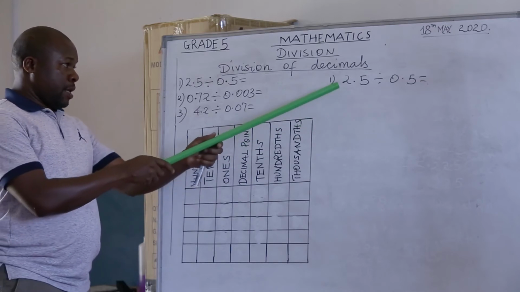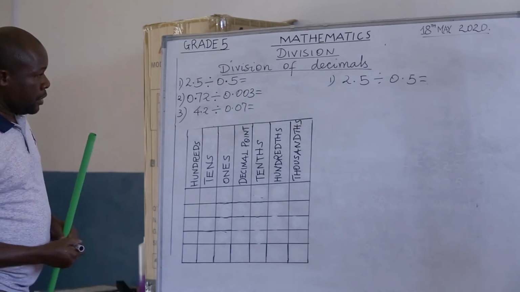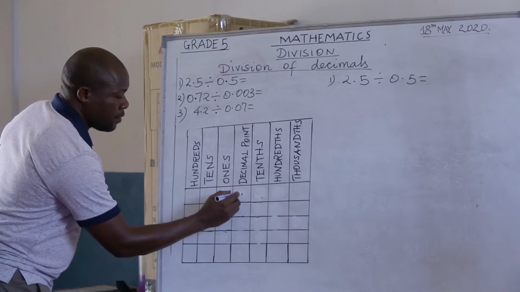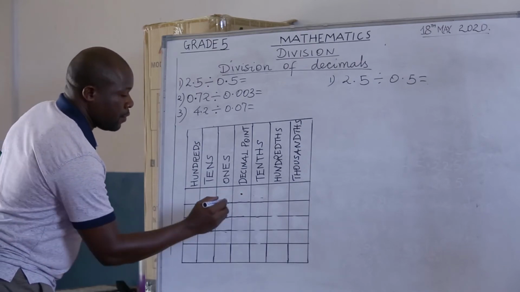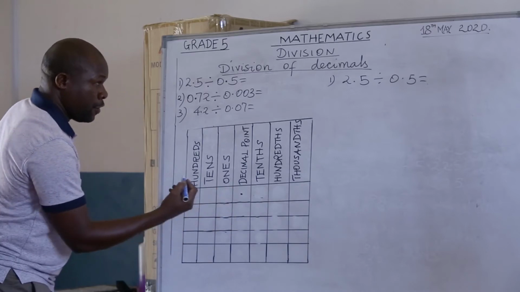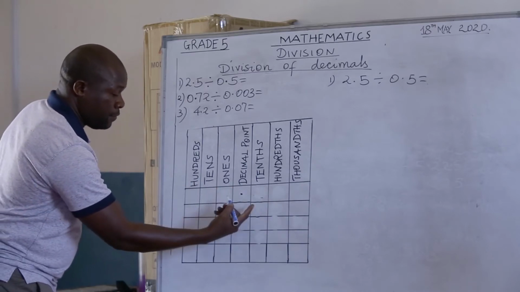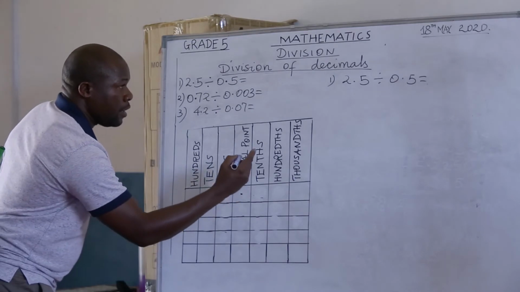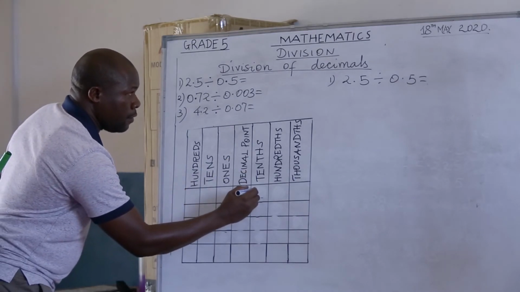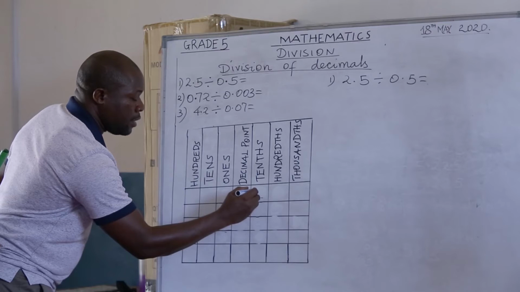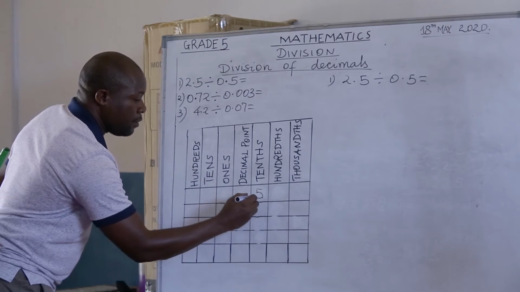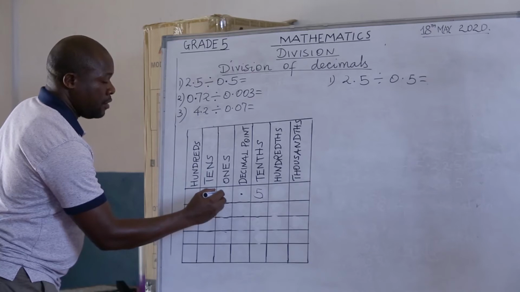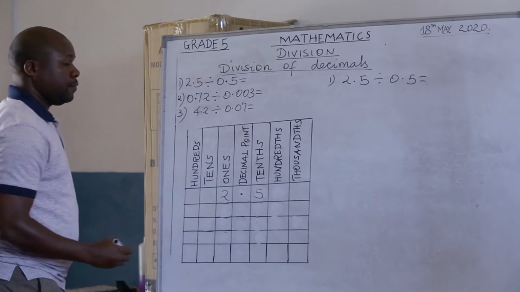Given the number 2.5, it is easy to insert it in the place value chart. Just begin with the decimal point. The number on the right-hand side of the decimal is 5. Then the number behind the decimal point, on the left, is 2.